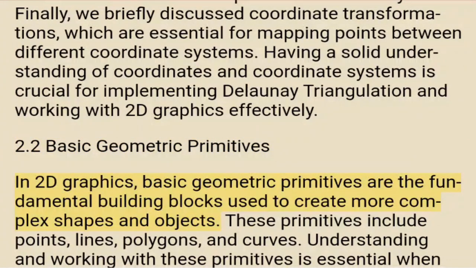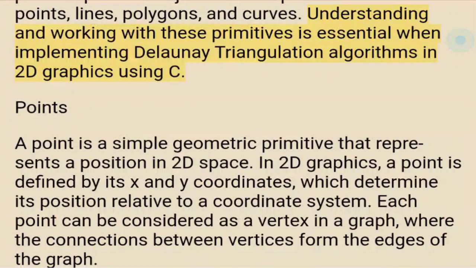In 2D graphics, basic geometric primitives are the fundamental building blocks used to create more complex shapes and objects. These primitives include points, lines, polygons, and curves. Understanding and working with these primitives is essential when implementing Delaunay triangulation algorithms in 2D graphics using C.